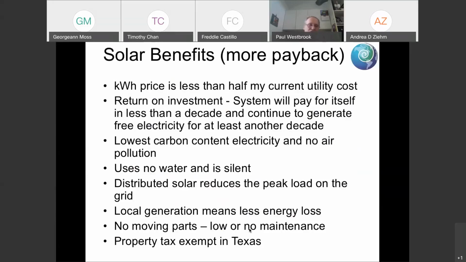Local generation means less energy loss. You lose about 9% of the energy content coming out of the power plant just in losses in the grid, right? I mean, there's resistance in the wires. So when I'm producing locally, I don't have those losses. And when I'm feeding a little to my neighbor, there's very little loss going right across the street. No moving parts, I mentioned, and I mentioned the property tax exempt in Texas.